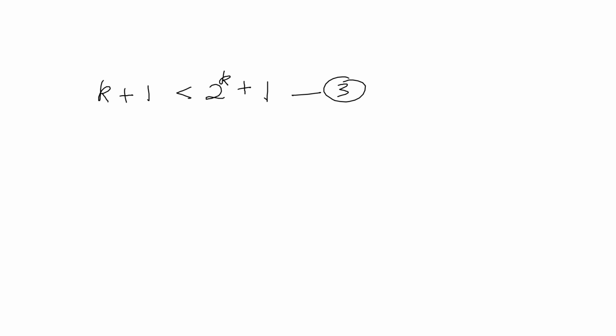So what we do is, we know that 1 is less than 2 to the power k for any integer k. So this means we can say 1 is less than 2 to the power 1. In the same way, 1 is less than 2 to the power 2. 2 to the power 2 is 4. So 1 is less than 4. So 1 is less than 2 to the power 3, etc.